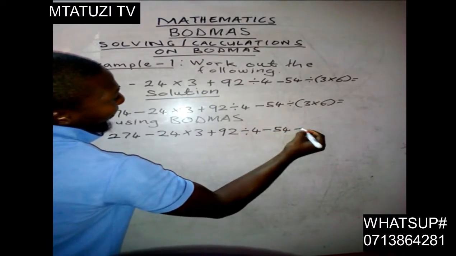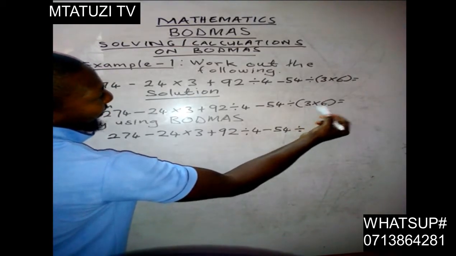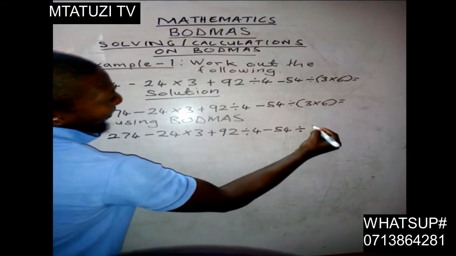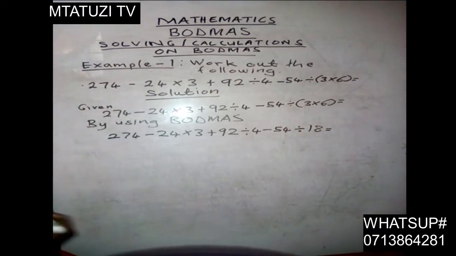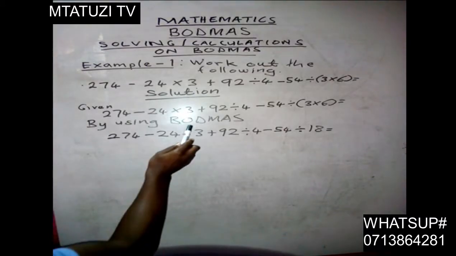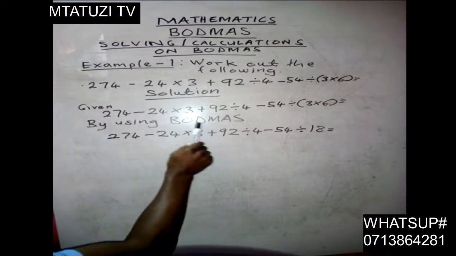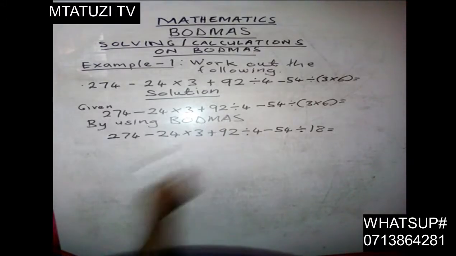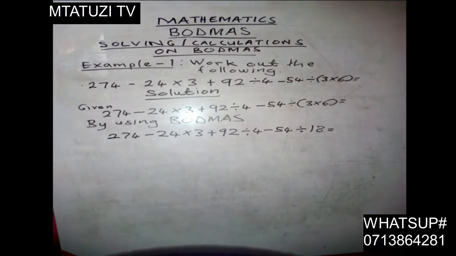Here we have to divide by the bracket there. We have to open the bracket. Take 3 times 6, you get 18. Now you have already opened the bracket. What next? After opening the bracket, go to division. Look at the operation of division. Here there is a division and here there is a division, so we have to divide.